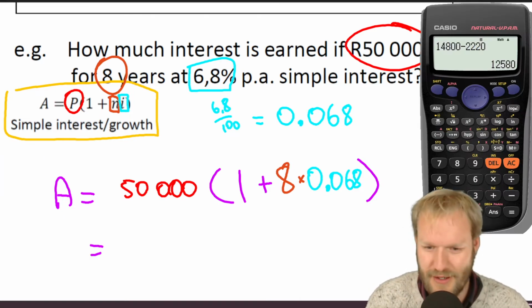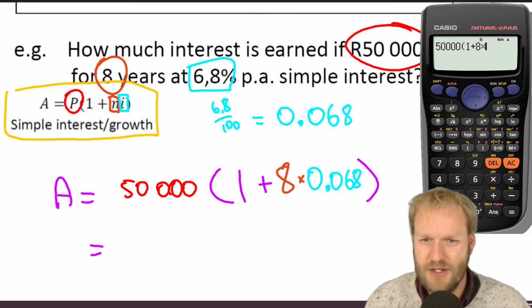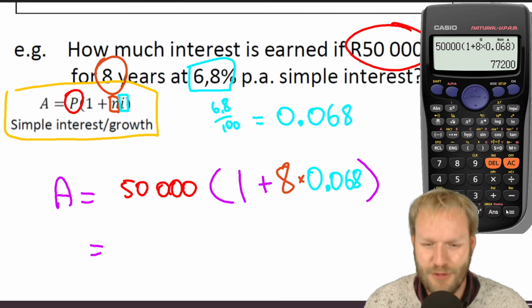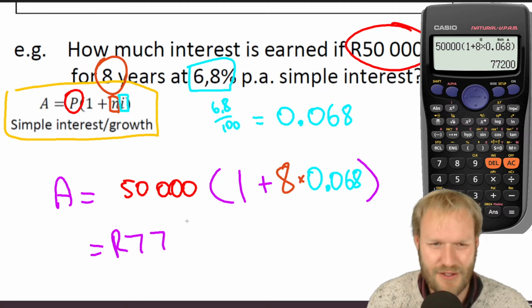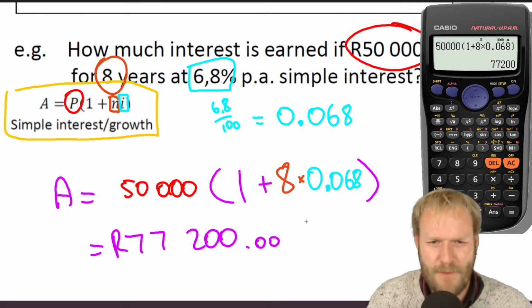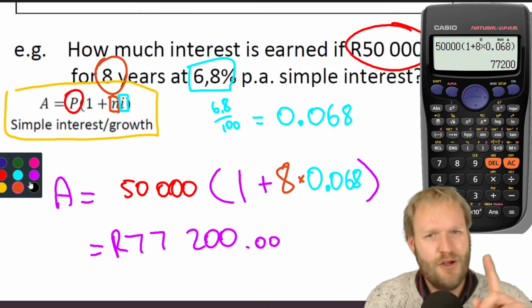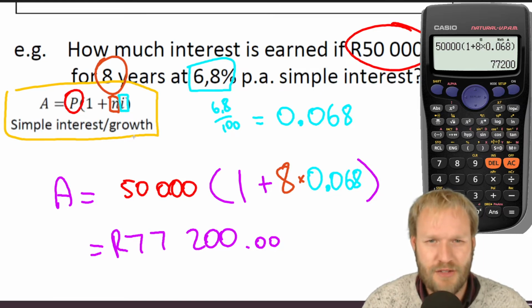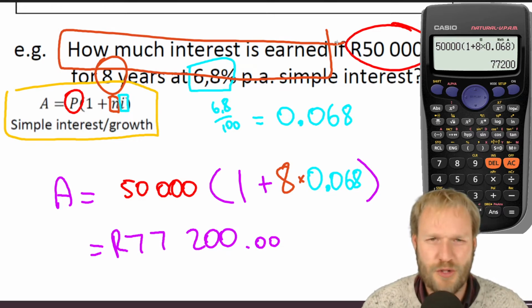I have got one here. You have got one there, or you've got some sort of calculator. And we're just going to punch that in. 50,123. And we got 1 plus 8 times 0,068, and we go equals. I should have said what do you get, but let's just go in nicely. 77,200 Rand. Now my question for you is, we have not answered the question completely. What do we still need to work out if it said how much interest is earned? So how do we finish off this question?